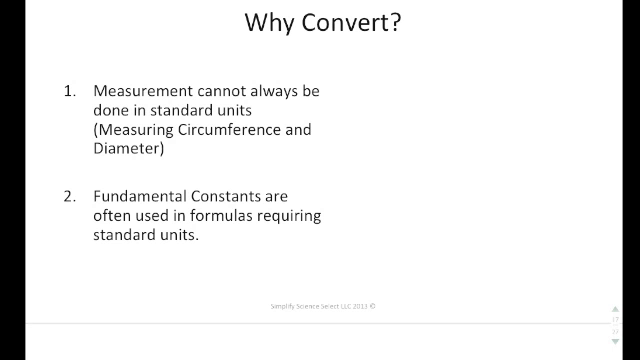Okay, why do we convert? Number one is the measurement can't always be done in standard units, measuring circumference and diameter. So when we're looking at those things, they can't be done in standard units. The other thing, if we're measuring something very small, we want to be incredibly accurate and precise with it. We'll use a gram balance instead of a kilogram balance because it'll help us get more precise with it. Another reason is the fundamental constants are often used in formulas requiring standard units. Basically the same thing that I was talking about. You've got to have it in kilograms when we were talking about working things out. So we got to have that.